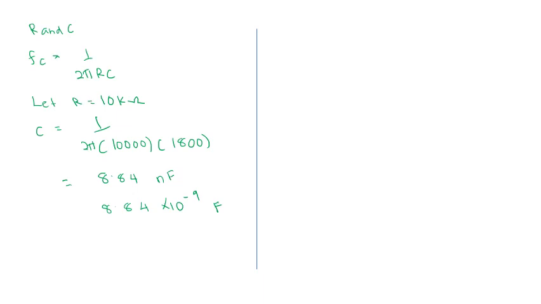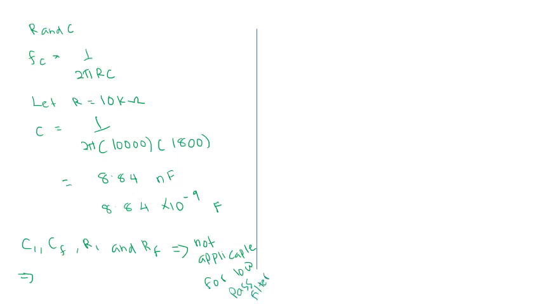But the question asks for C1, CF, R1, and RF. If you want to answer that question, you say that C1, CF, R1, and RF are not applicable for a low pass filter, because in a low pass filter we only have the values of C and R.